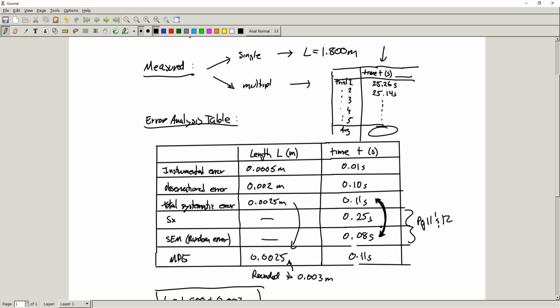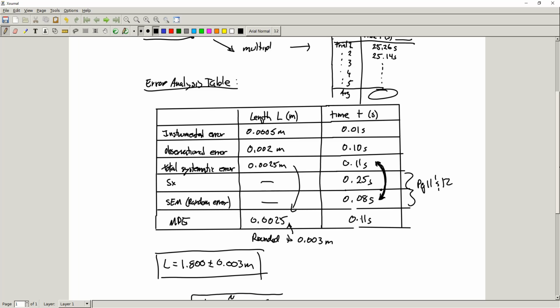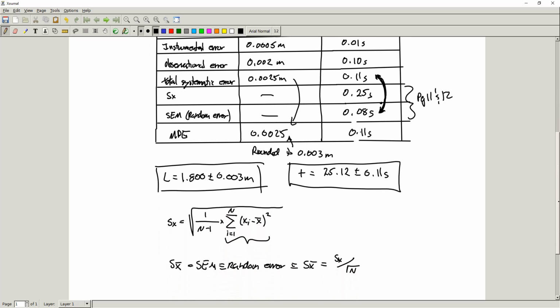And so now, as I said before, we have our small t. I'm just going to make up a number again. Let's say our small t is, I don't know, 25.12 or something, plus or minus 0.11 seconds. That's the small t we're going to go forward with. These are the only two measured quantities in the lab. These are the only two that need to have entries on our error analysis table, right? Once we have the two of these, that's it for measured quantities.